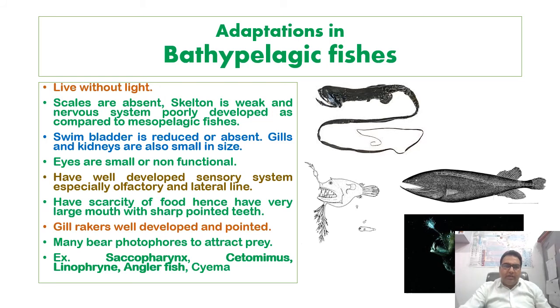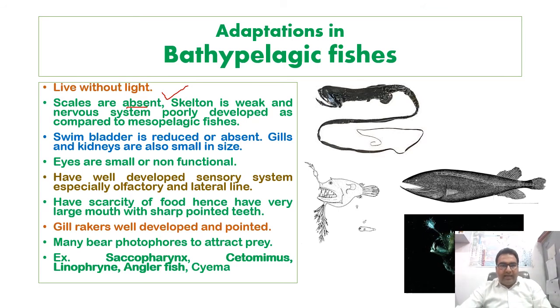Then talking about the bathypelagic zone, such fishes live without light. Now we are talking about those very fishes which live without light. The scales are absent in these fishes. The skeleton is now very weak. In the earlier case, the skeleton was strong.